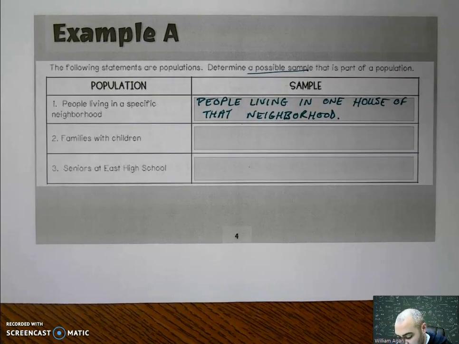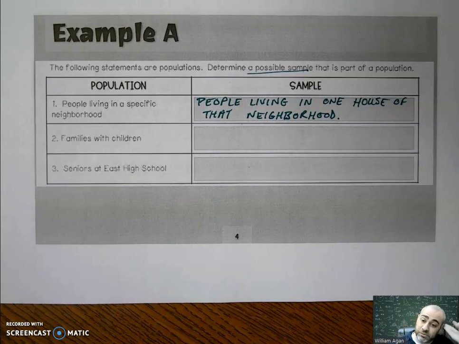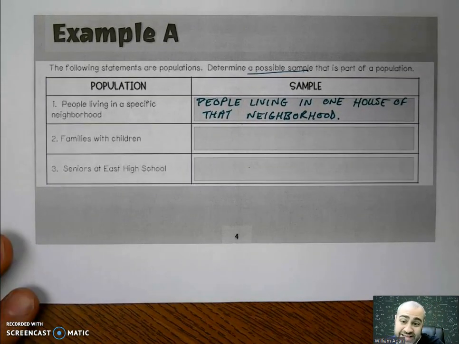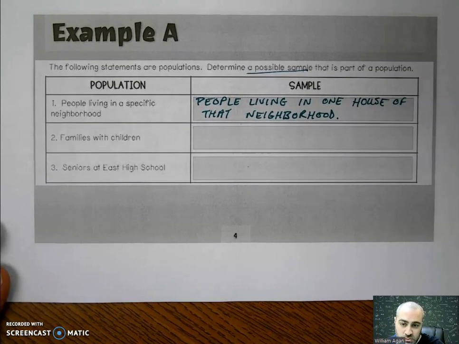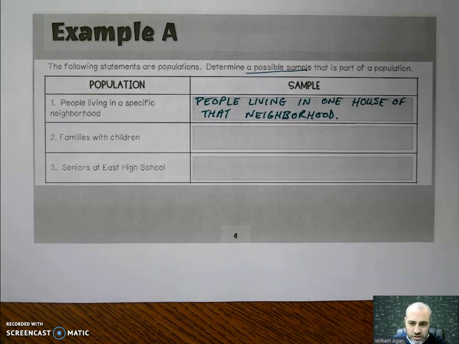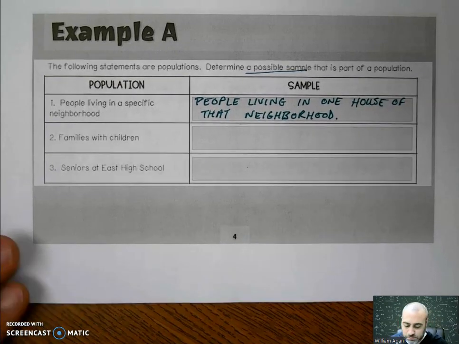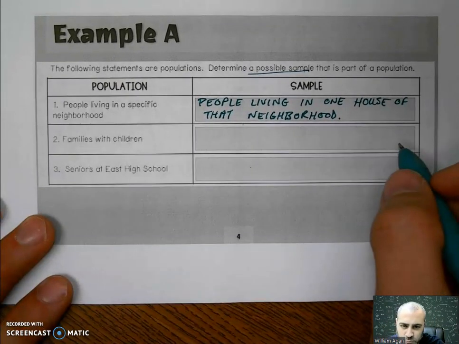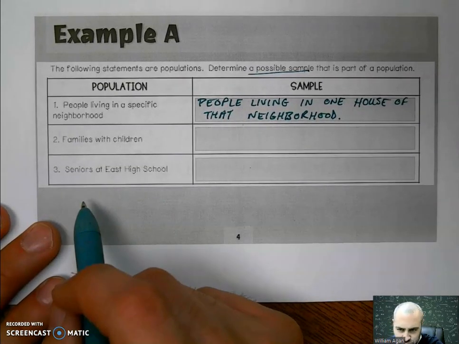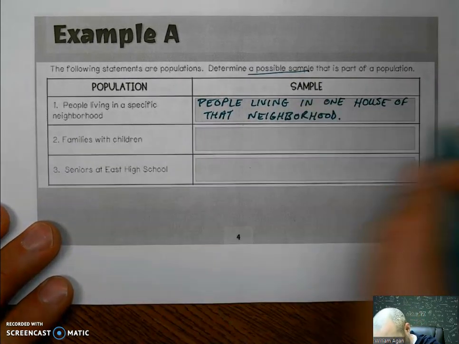All right. Number 2, families with children. A sample of that could be families that have exactly 2 children, or families that have children that are teenagers. Okay, there's a lot of different subgroups that you can come up with for that particular population. A student in one of my classes said the exactly 2 children, and I like that one, so that's the one I'm going to use.